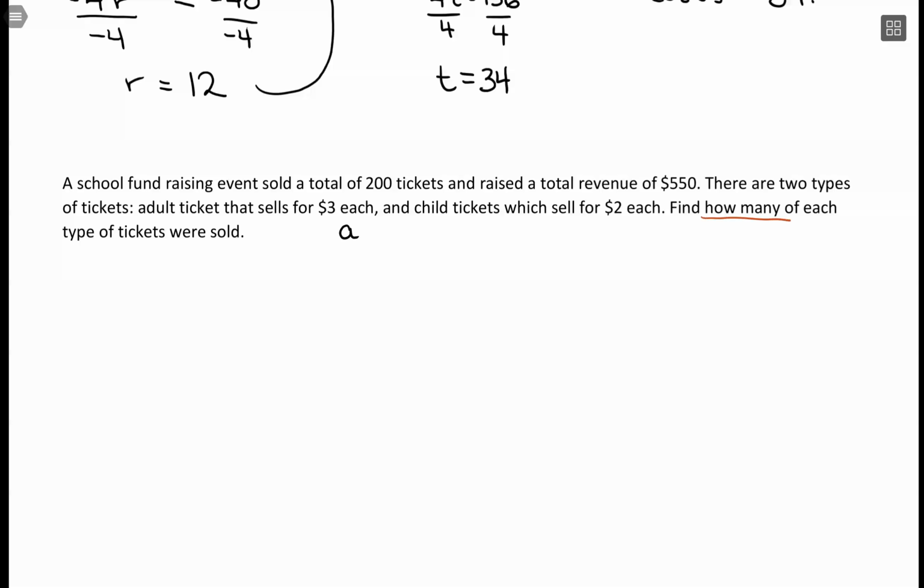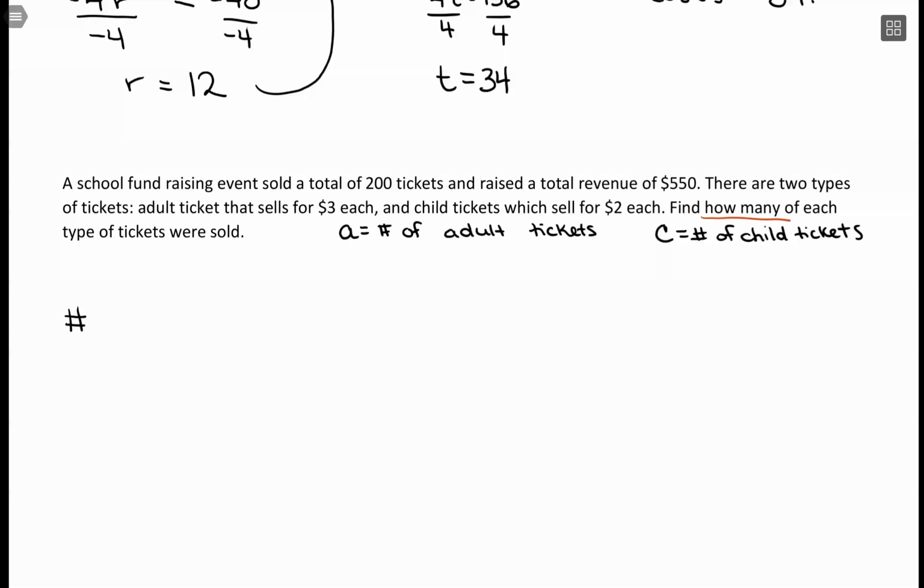So let's have A represent the number of adult tickets, and C can represent the number of child tickets. So my two scenarios here, like I was describing up above, is we have this idea of the number of tickets sold and this idea of the revenue of the tickets that were sold. So we're going to have two pieces.